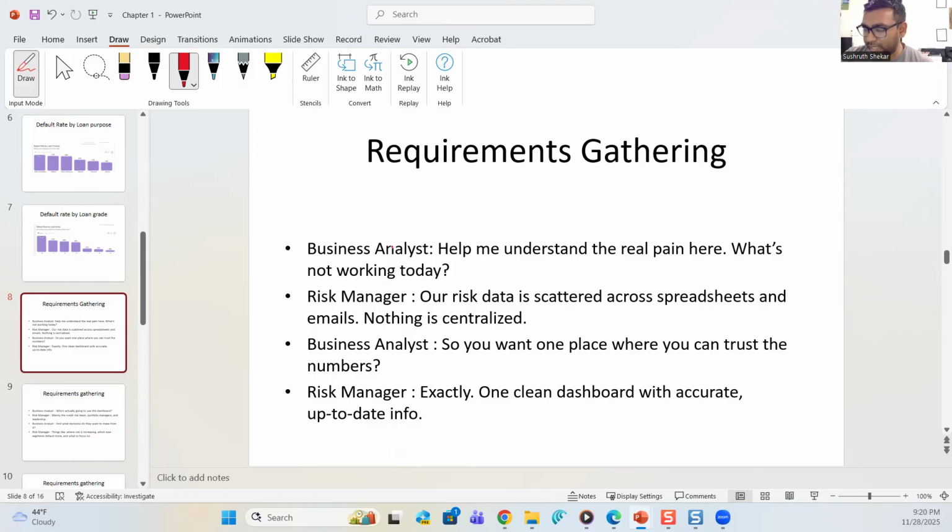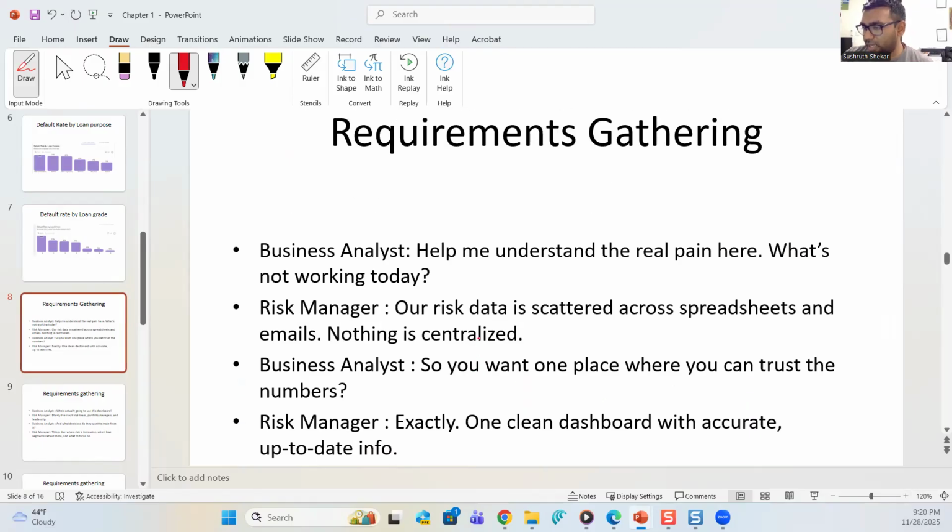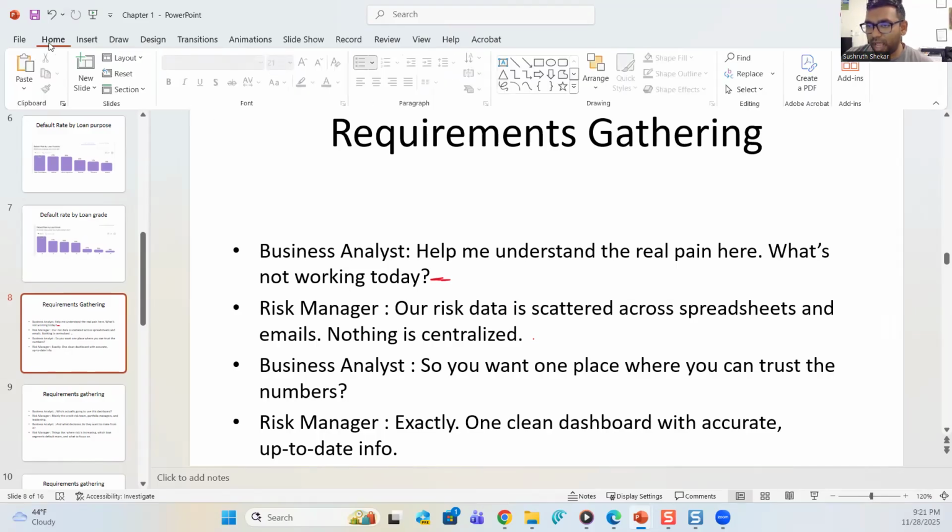So this is how I'm starting the meeting as a BA. Help me understand the real pain here, what's not working today. That's how, as a business analyst, I'm starting the meeting. So right now we are here. The risk manager says, our risk data is scattered across spreadsheets and emails. Nothing is centralized. So that's what he's saying. This is what we discussed about.